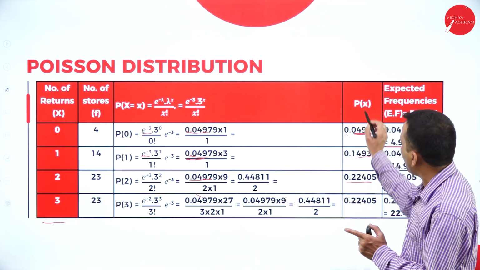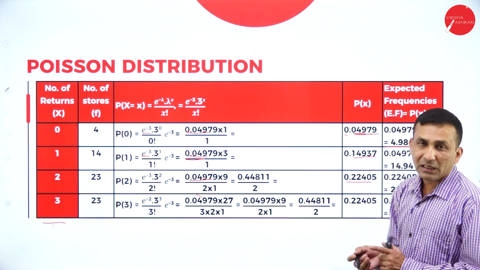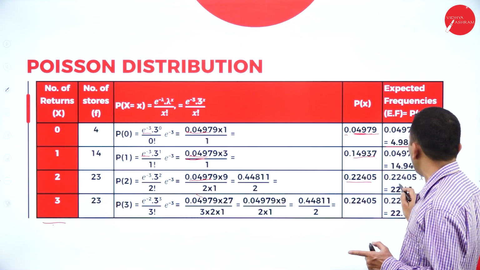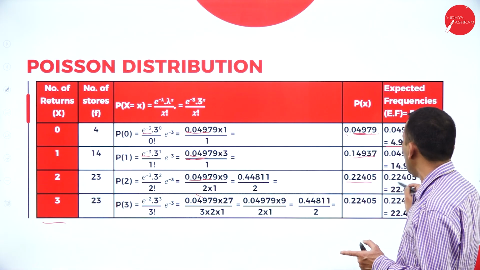Once you get the P of x value, immediately we need to multiply by the frequency total N. After multiplying, we are getting 22.